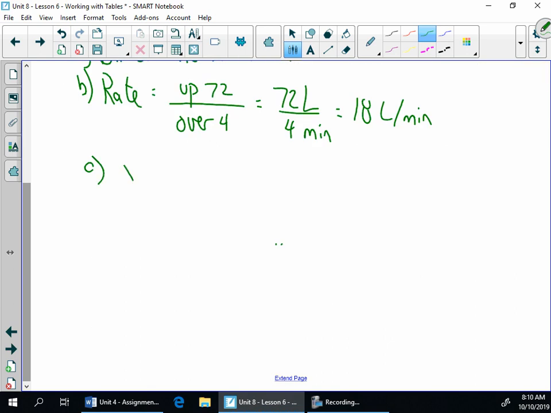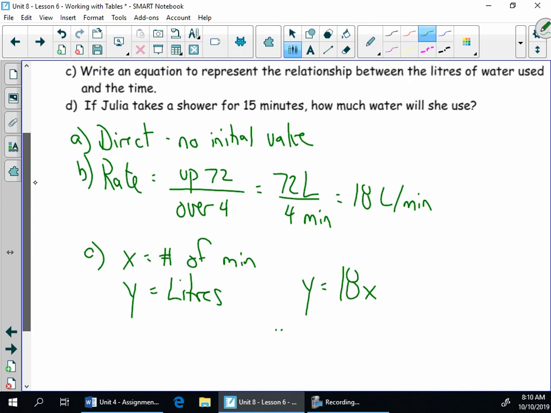Let's see, x would be my number of minutes. That's my first thing in my table. y was my liters. That's the second thing in the table. We had no initial value, so just the rate, 18 liters every minute. Direct relationship, just as one part.